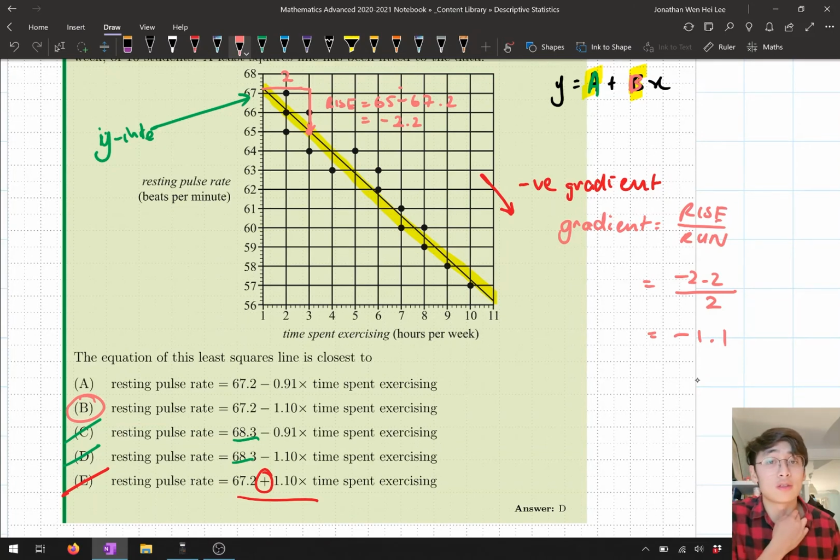So that's how we can actually answer these questions. When we're dealing with our line of best fit, there's a lot to do with linear relationships, so we're going to need to apply a few of those skills that we have from there.